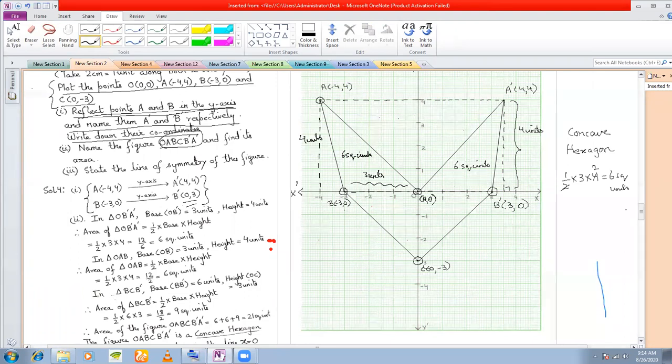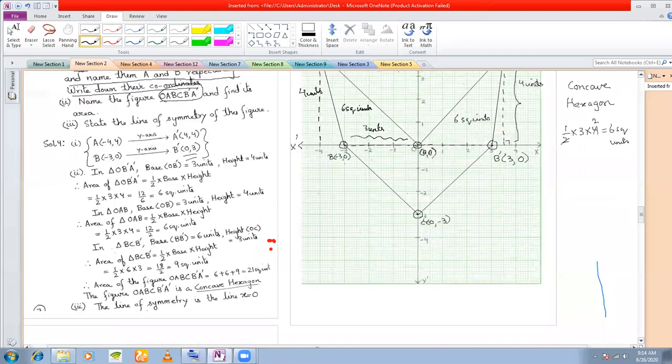Now we shall deal with the triangle BCB dash. Now you see, what is the height of this triangle? What is the height? 3 units, right? And what is the base of this, here, or this length? What is the base? So how is it 3 units?